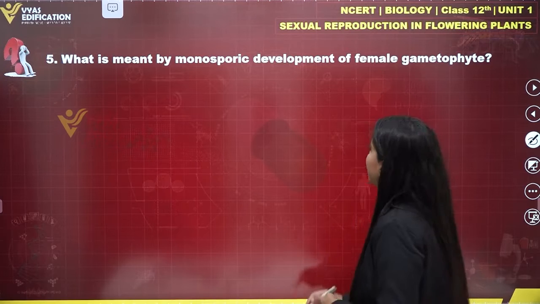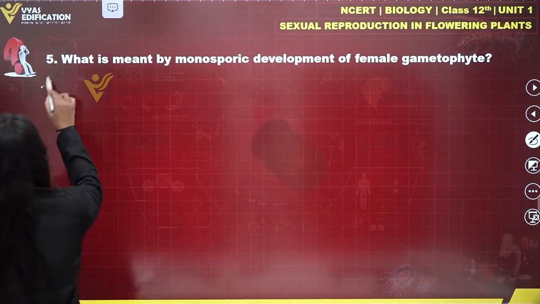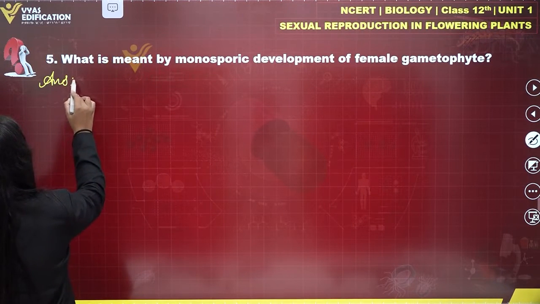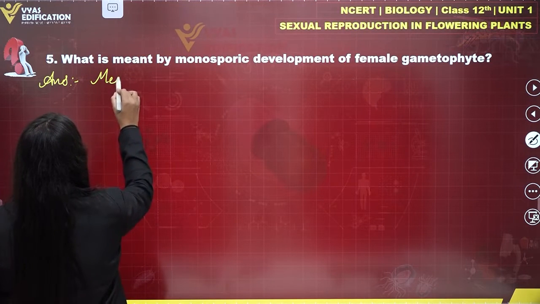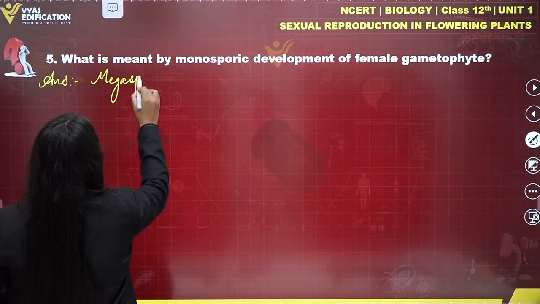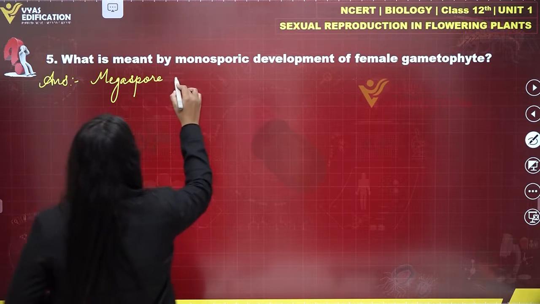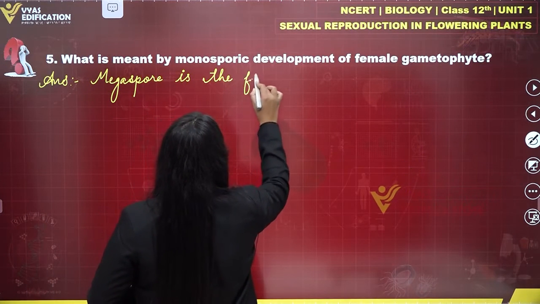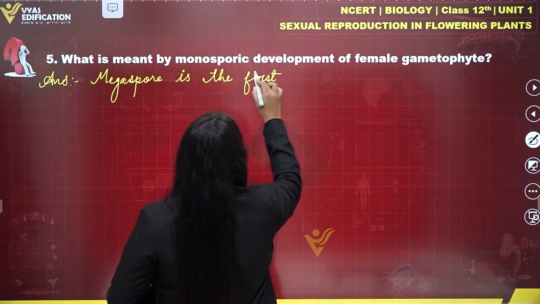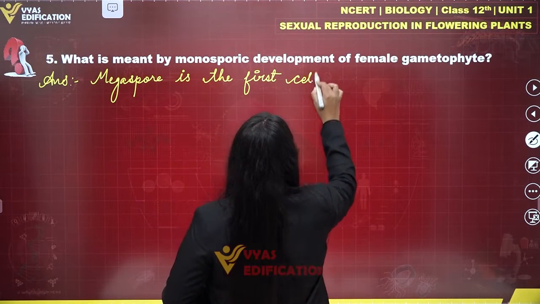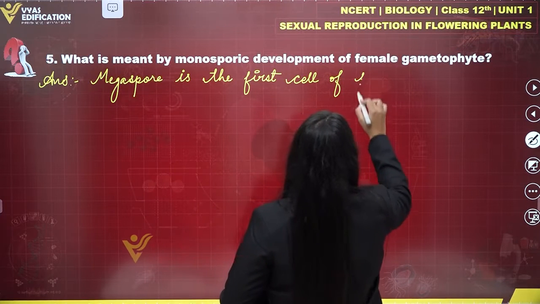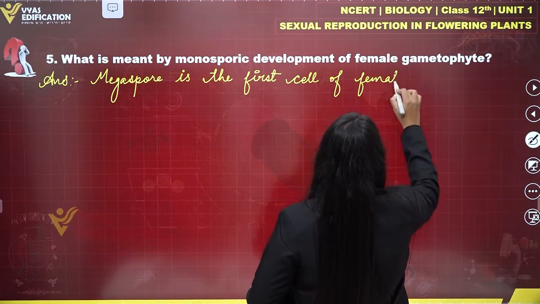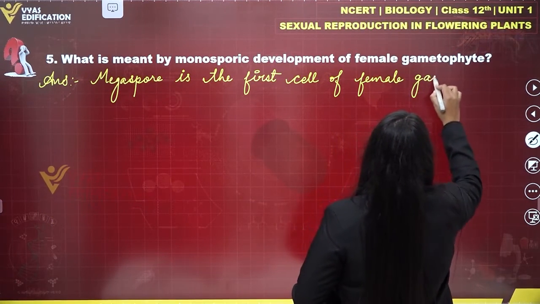So this is the answer, and if you want to write the answer to question number 5, it will go like this: first of all, megaspore is the first cell of female gametophyte.